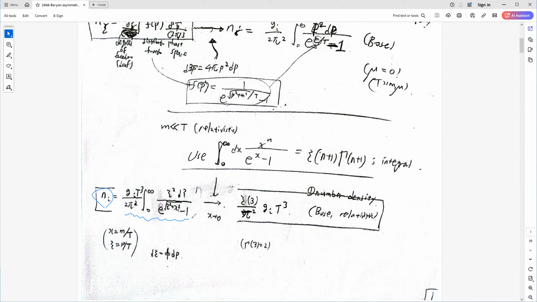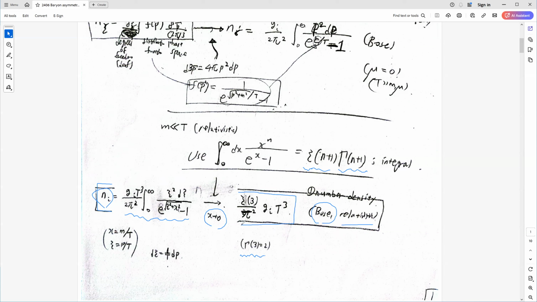In our case, this is relativistic, so x goes to 0. By using this formula, the zeta function and the gamma function turn out. And by using the property of the gamma function related to the factorial, the number density for such Bose-Einstein statistics particles is given like that: n is equal to zeta(3) over pi squared times g T cubed.